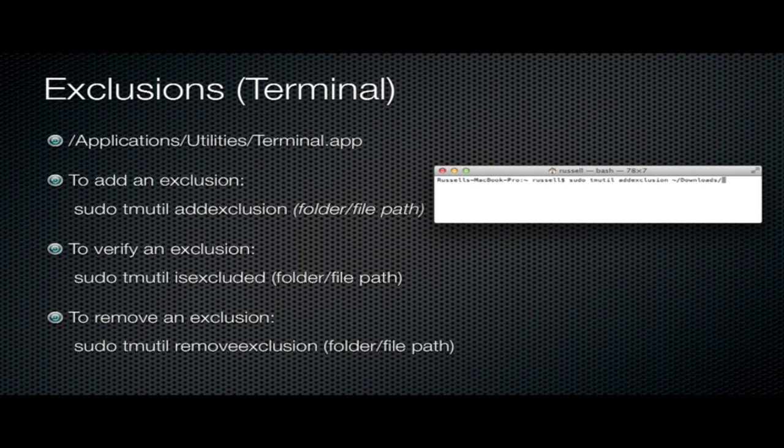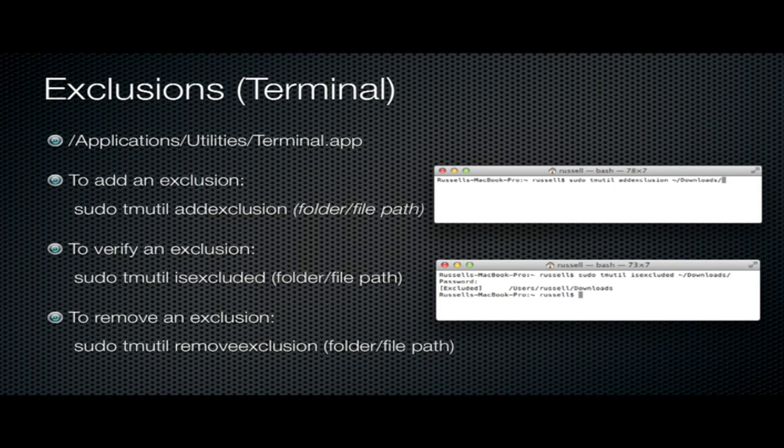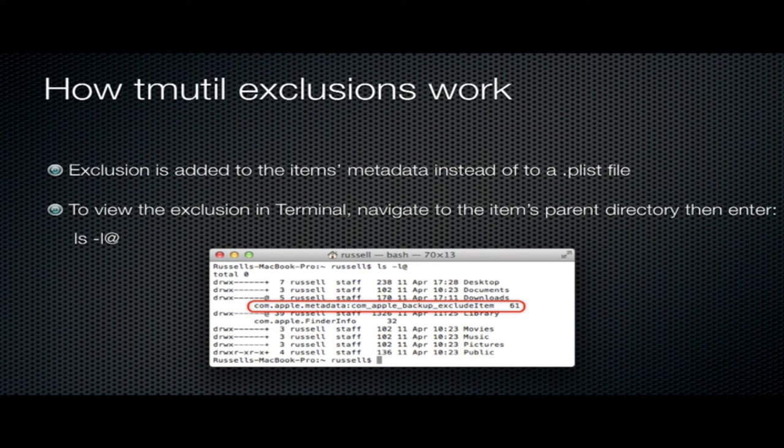To verify that the exclusion has occurred, you can use the following command: sudo tmutil isexcluded, then the path to the file or folder in question. To remove the exclusion, the command would be sudo tmutil removeexclusion and then the file path to the file or folder.